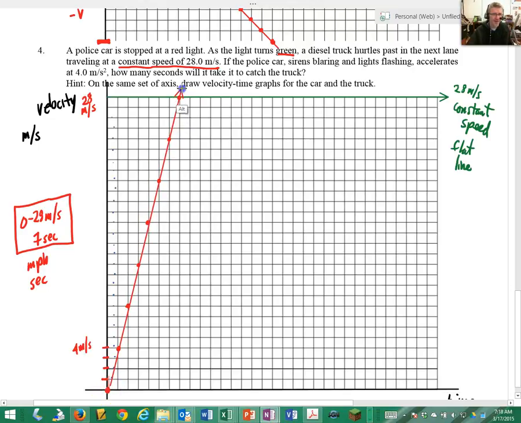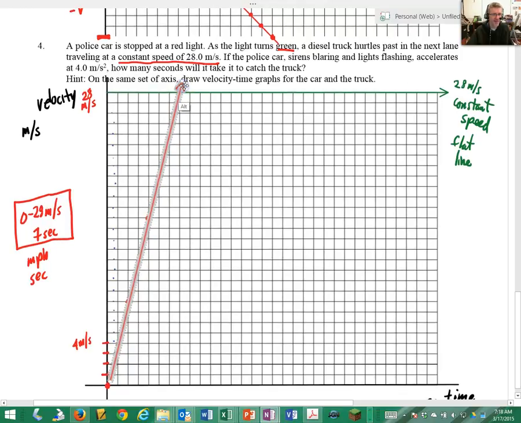So you can draw this line right here, and this is the police car's velocity versus time graph. So, how many seconds will it take the car to catch the truck? Turns out 7 seconds. And of course, that's why police cars have some serious acceleration.